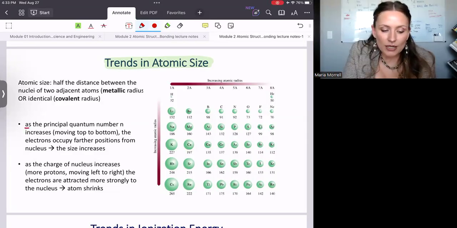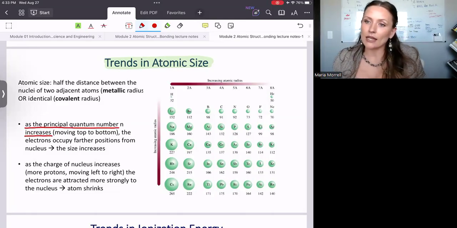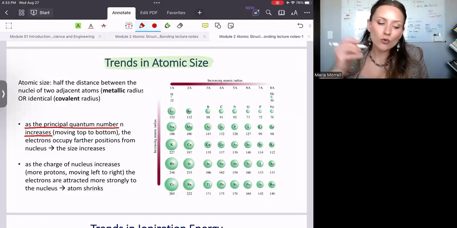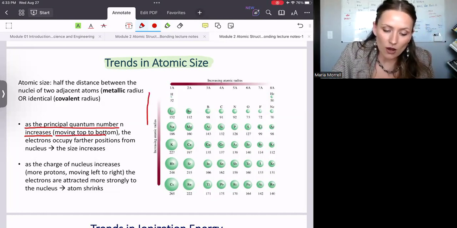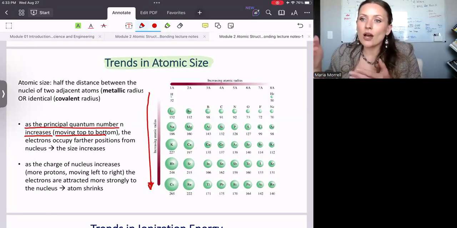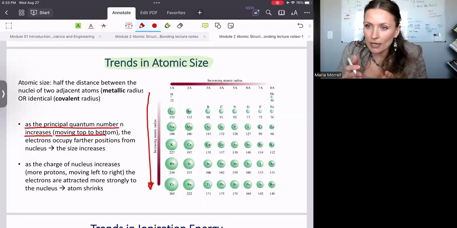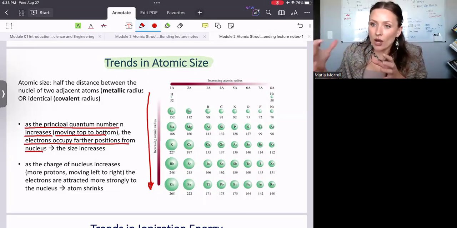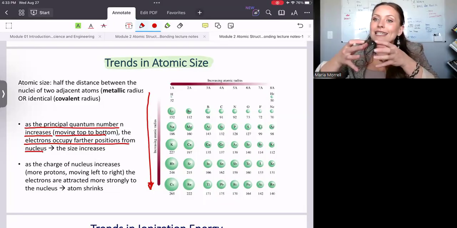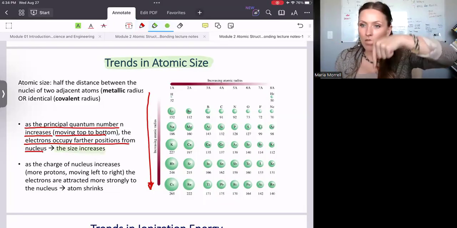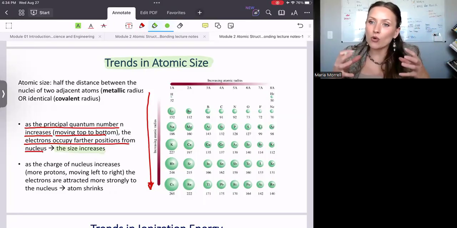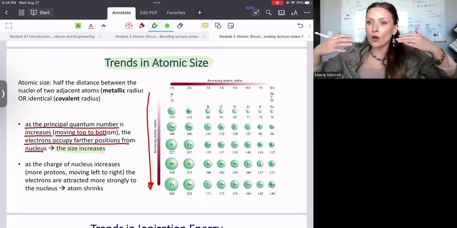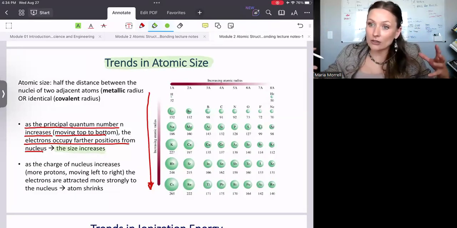Well, as the principal quantum number increases, I want you to think of the following. The principal number, which is 1, 2, 3, 4, 5, and so on, means you're moving top to bottom. And what happens is that you have to host more and more electrons, and that means the electrons occupy farther positions from the nucleus. As you have to host all of those electrons, the size increases. So going top to bottom, the size increases. Once again, why? Because you have more and more electrons, you're packing more and more, and the electrons are now further away from the nucleus and obviously need the space, and that's how the size increases.